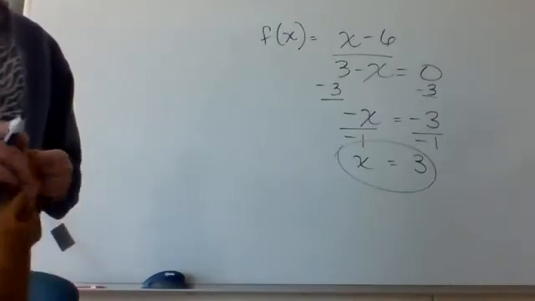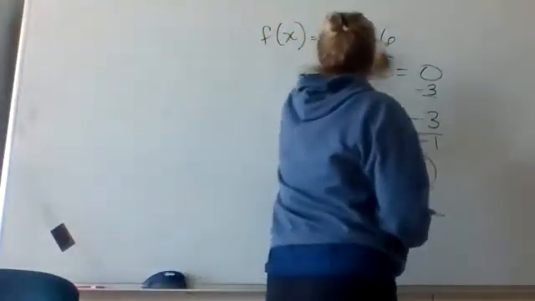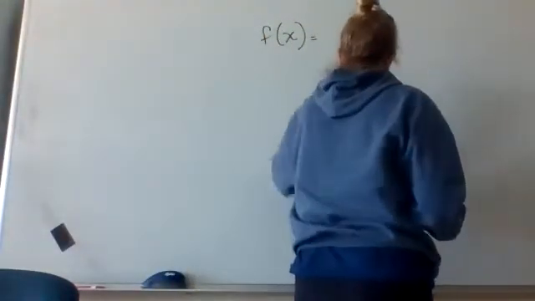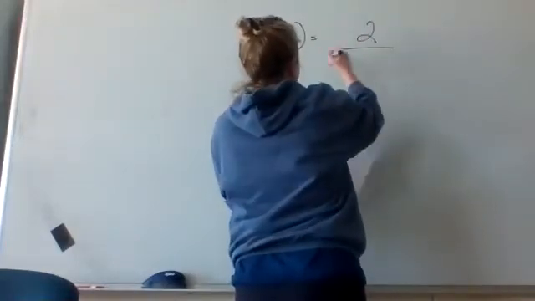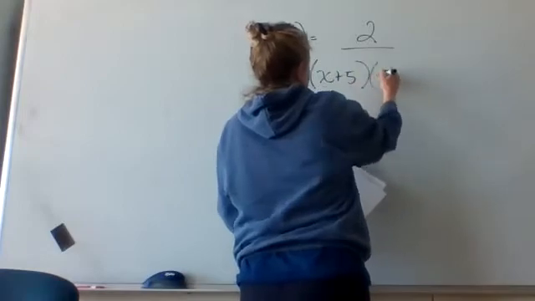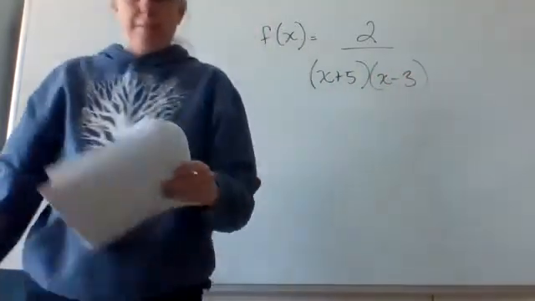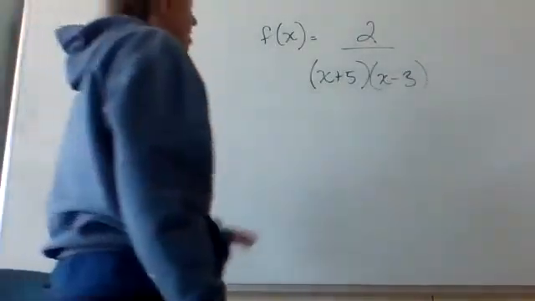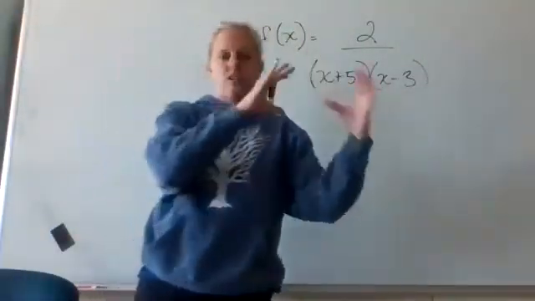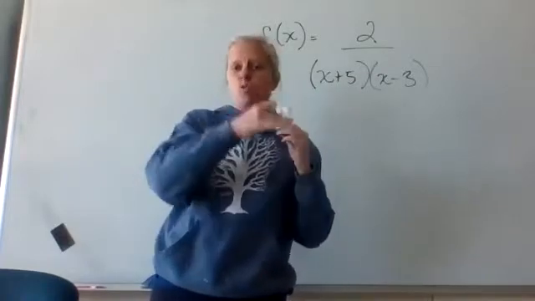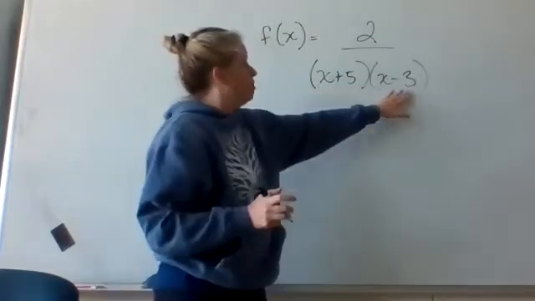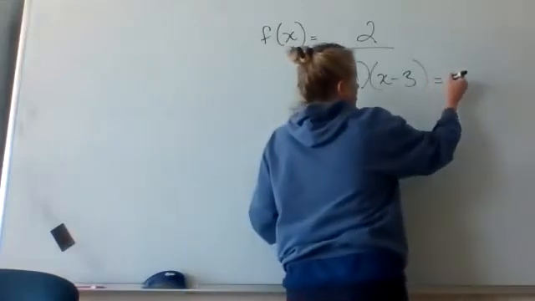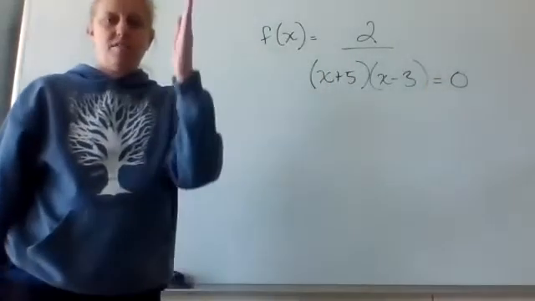Right, moving right along. Number 7. F of x equals 2 over x plus 5, x minus 3. So they were nice enough and they already factored the bottom, right? It would have started off x squared and then I would have had to do my own factoring or put it in quad, but it's already done for me. There's my two factors that are going to create my vertical asymptote.